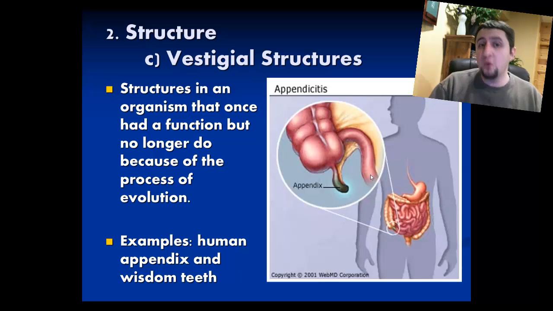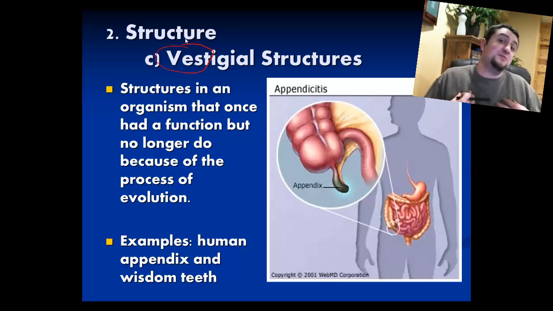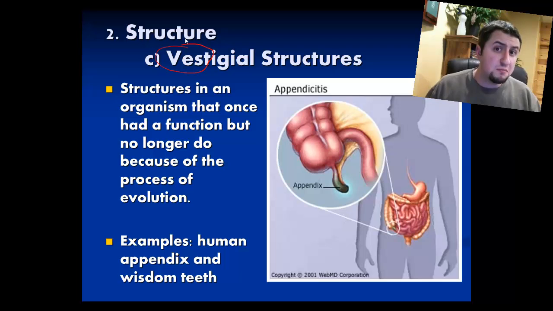Another piece of evidence for evolution is these things called vestigial structures. Now when I teach about vestigial structures, I like to look at the root word there, vest. If you look at a vest on a human being, a lot of people spend a lot of money to buy vests, right? But what do vests actually do for you? Do they keep you warm? Do they keep you cool? The answer is no. Vests basically serve no purpose at all.